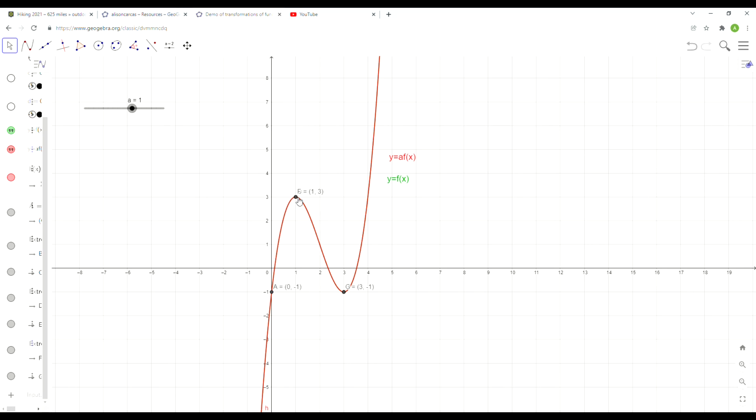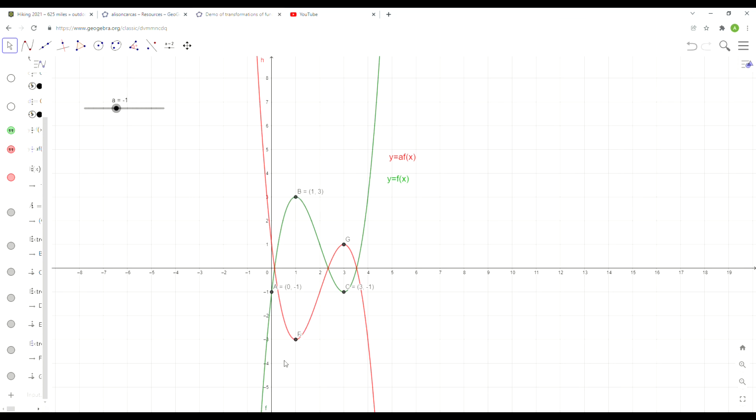Okay, so if we look at this point, f of 1 was 3. So if we're now going to plot the point which is minus 1 times f of 1, we're going to have minus 1 times 3. So your y-coordinate is going to be minus 3. Let's look at it and see. So the y-coordinate of this point has changed. It is now minus 3 because we've multiplied f of x by minus 1.